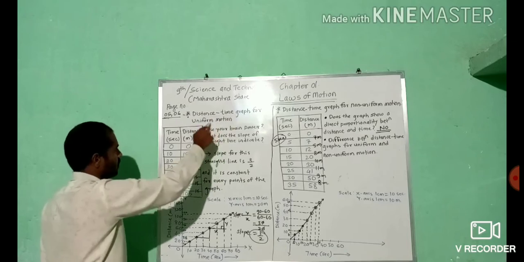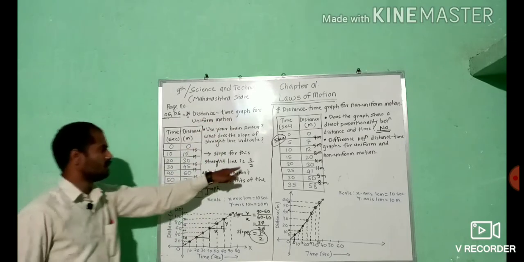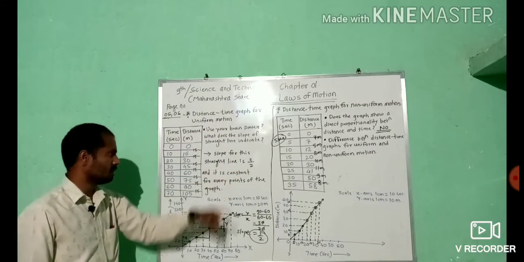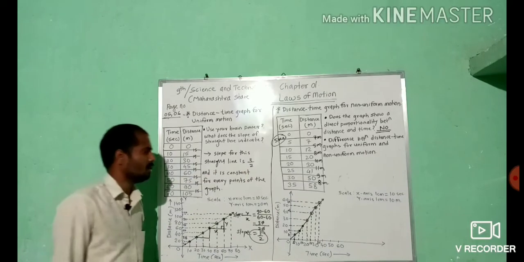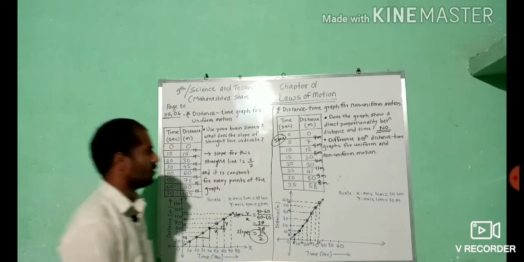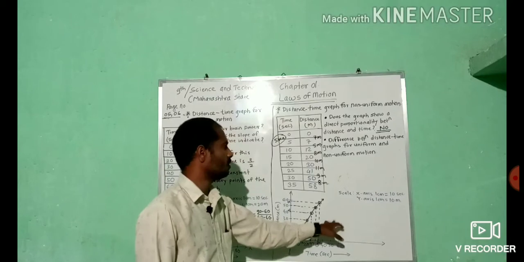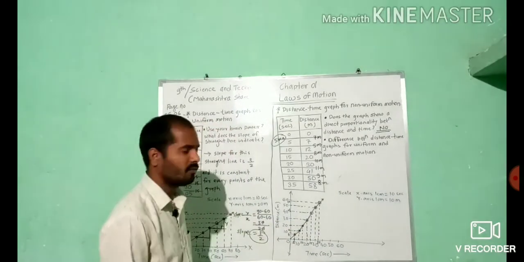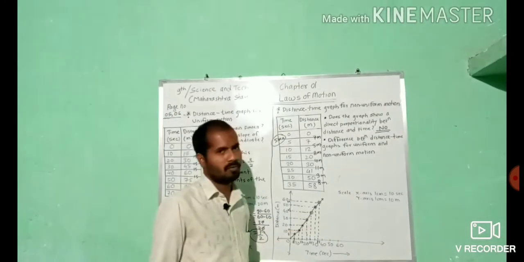Slope for the distance-time graph for uniform motion always remains constant, as it is a straight line. Here, for this example, it is 3/2. So the slope is not constant here; you will get different values for each slope.